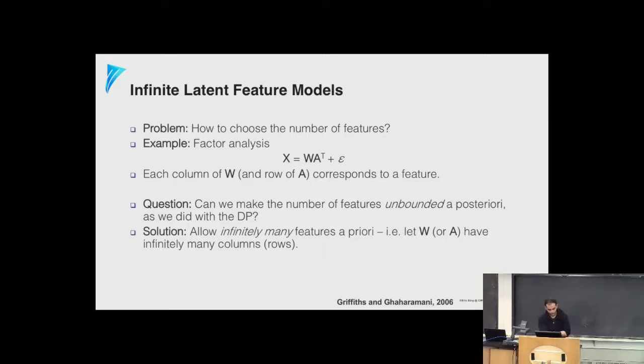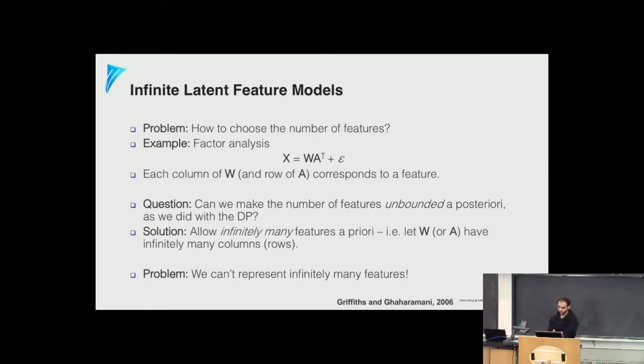And the solution is, well, we can allow infinitely many features a priori, and then again, given the data set, a random subset of these features will be selected, and we can do, again, inference. But in this case, we would have to have this W or A have infinitely many rows or columns correspondingly, right? If we have infinitely many features, it means that we'll have to have so many different columns. Where are we gonna store all these features, right? We can't represent infinitely many features in this case.